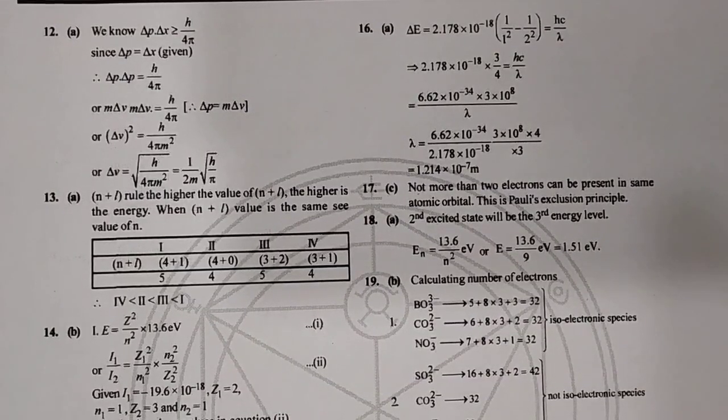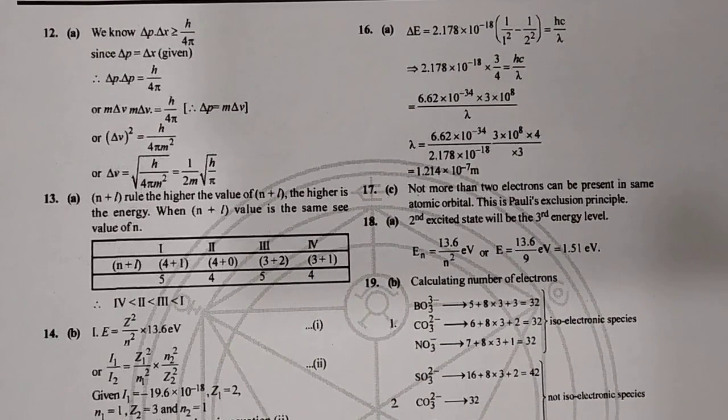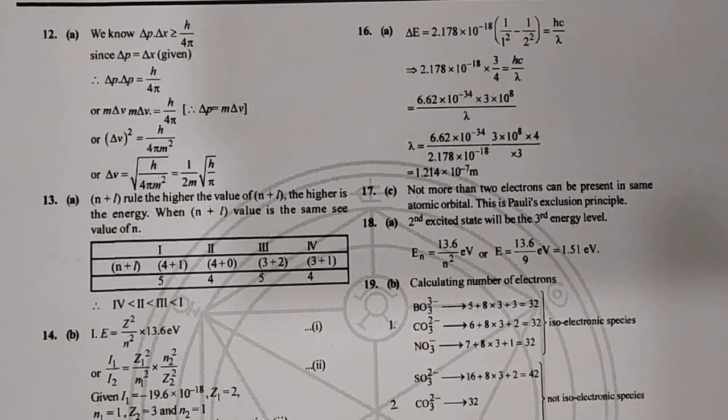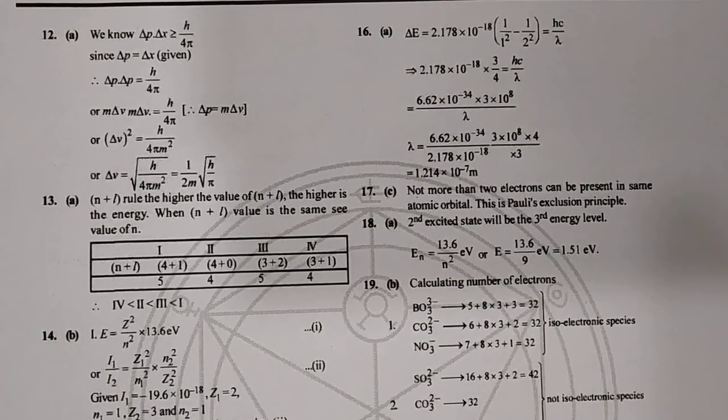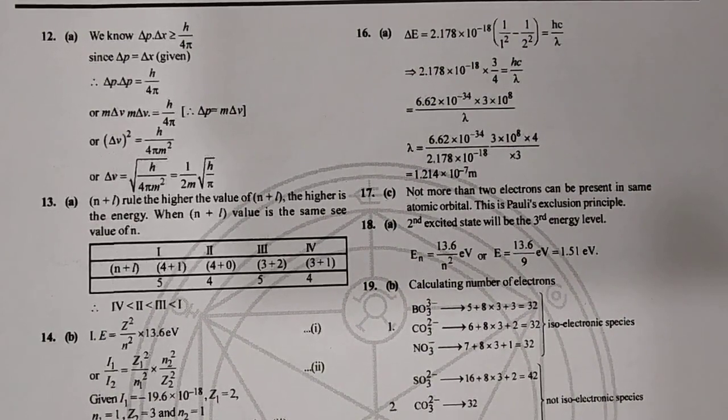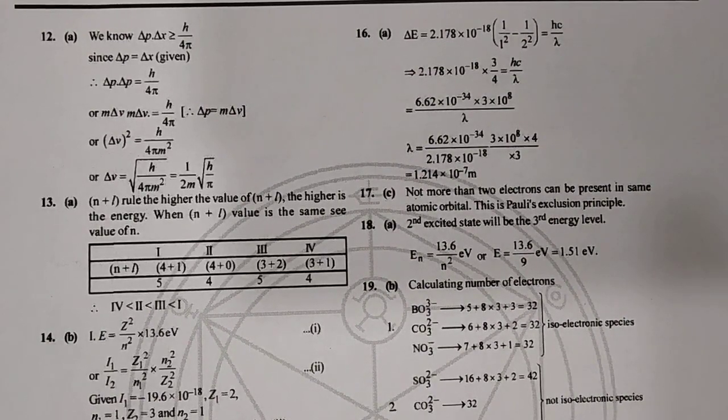So delta E is equal to 2.178 into 10 to the power minus 18, 1 upon 1 square minus 1 upon 2 square is equal to hc upon lambda. Make a form of lambda. Multiply कीजिए, divide कीजिए, and your final answer is 1.214 into 10 to the power minus 7 meter. That is A Ahmedabad.